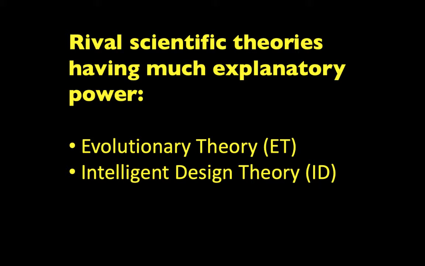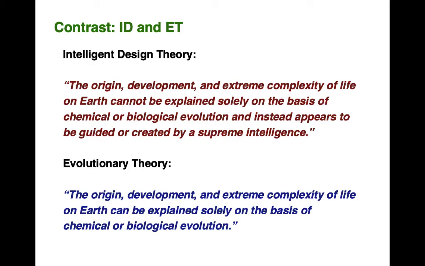It turns out, in biology, rival scientific theories explain much. Each has great explanatory power: evolutionary theory and intelligent design theory. You should be familiar with these theories by now. Earlier in the course, I had a self-study dedicated to your using the UC Berkeley tutorial and looking at some Wikipedia pages to familiarize yourself enough so that you can understand this debate. So let's contrast at the outset, to get us started, intelligent design theory and evolutionary theory.